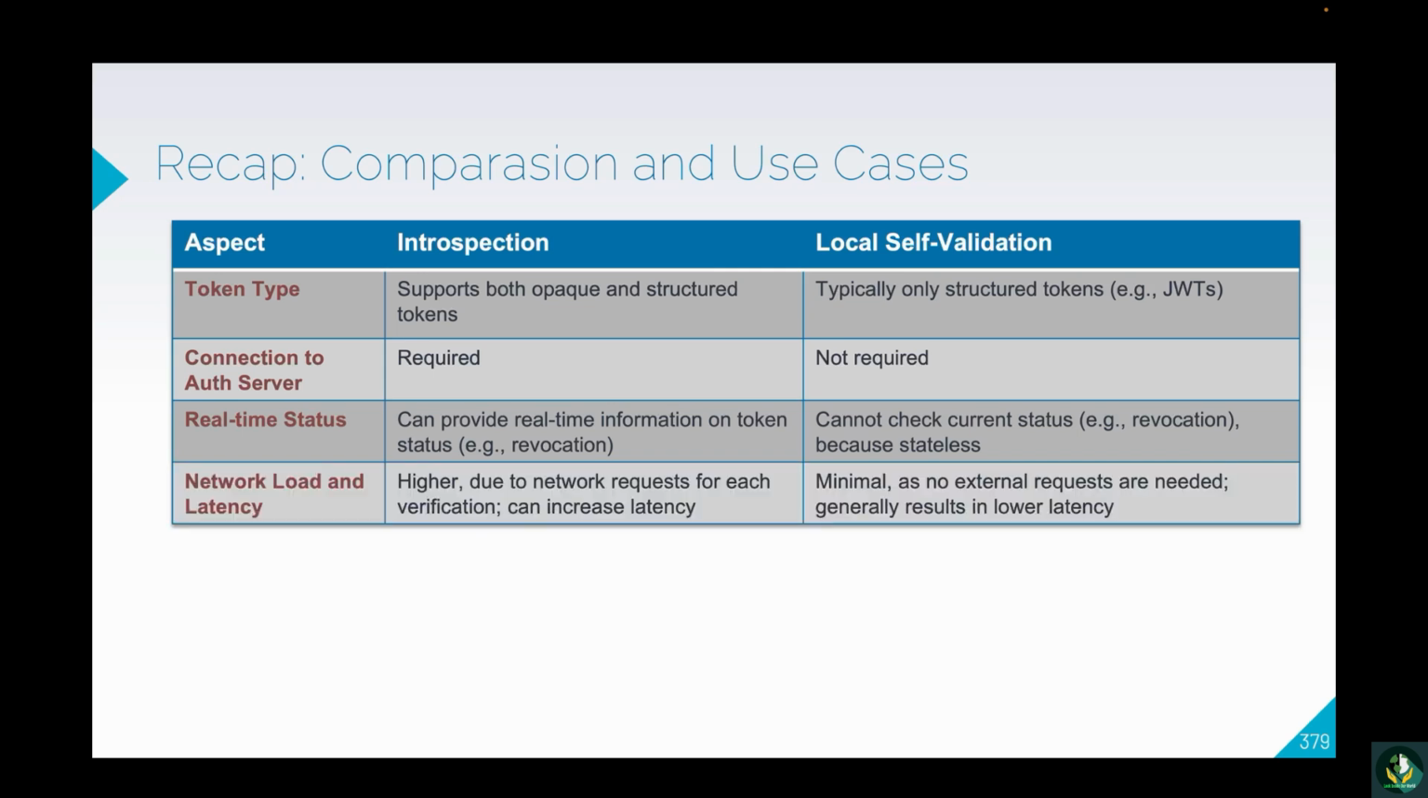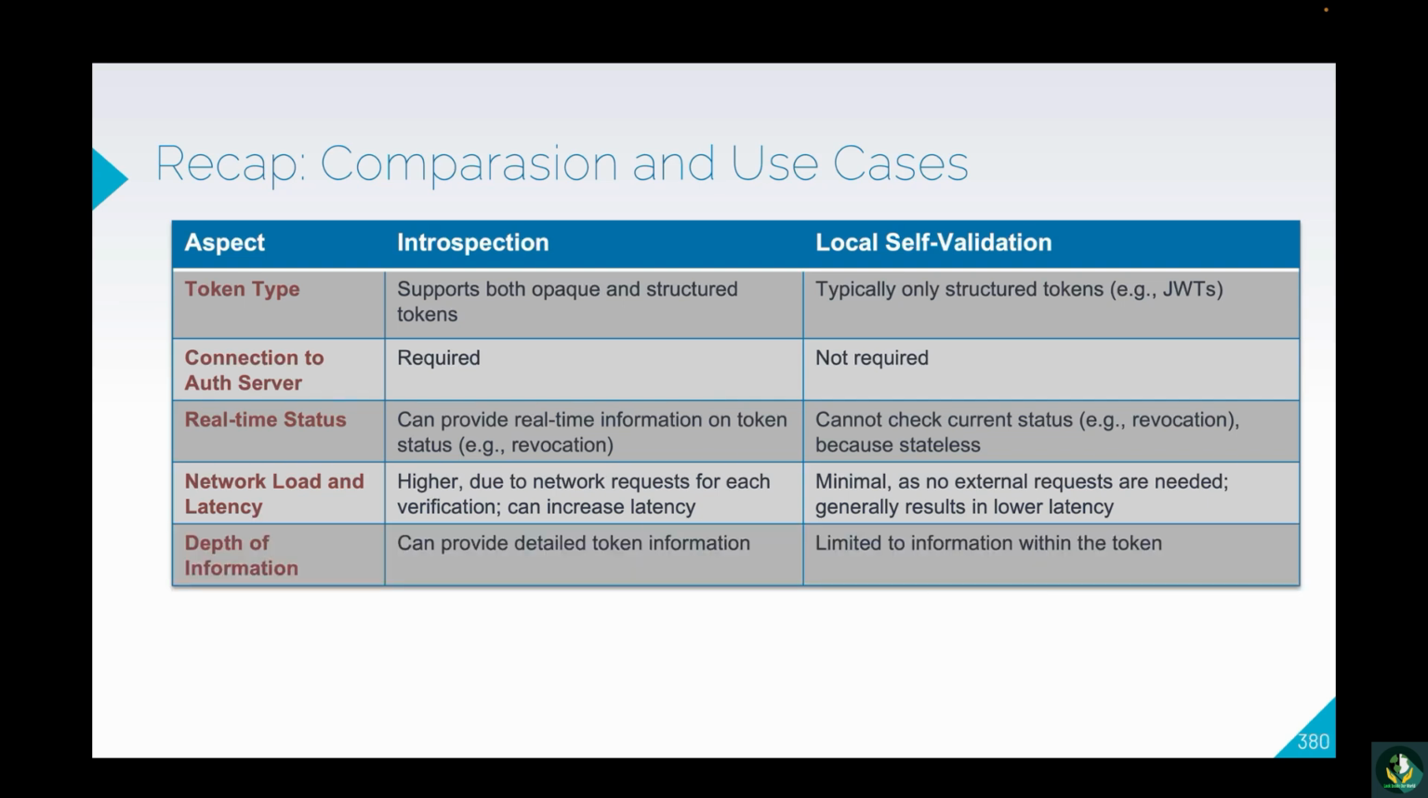Network load and latency. Introspection typically results in a higher network load and latency, as each token validation requires a request to the authorization server. This can increase latency, especially in high-traffic environments. Local self-validation is more efficient as no external requests are needed. The validation process is faster, leading to lower latency overall.